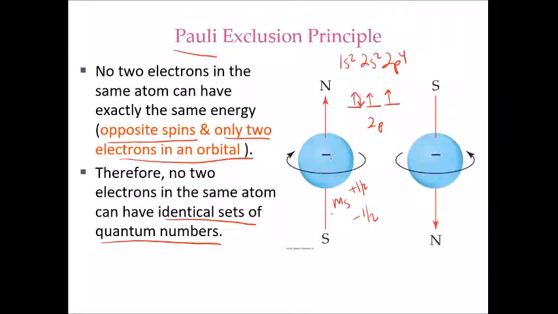Once again, you don't have to know this part, but that's where Pauli exclusion comes into play. This is the main point though: opposite spins and only 2 electrons per orbital.